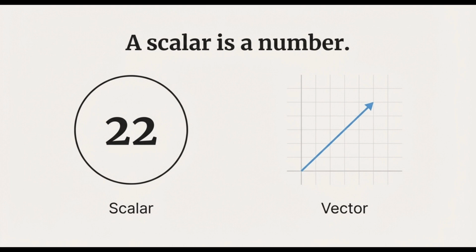Let's get very precise. A scalar is just a number. No direction, no shape, no structure, just magnitude. On the left, you see the number 22. That's a scalar. On the right, you see an arrow. That's a vector because it has both magnitude and direction. Scalars don't point anywhere. They don't describe space. They only answer one question: how much?